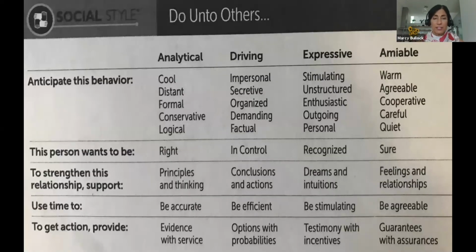This is another slide that shows you how to anticipate the behavior of each of the 4 categories. So you can kind of predict that these could be some qualities you would see. May not always be. And it puts it in another format of seeing what the person wants to be, and then to strengthen the relationship, what will you do? Finally, use your time to get action, provide. They're very different, aren't they? With each one, the communicator has to understand the best way to get their information across.